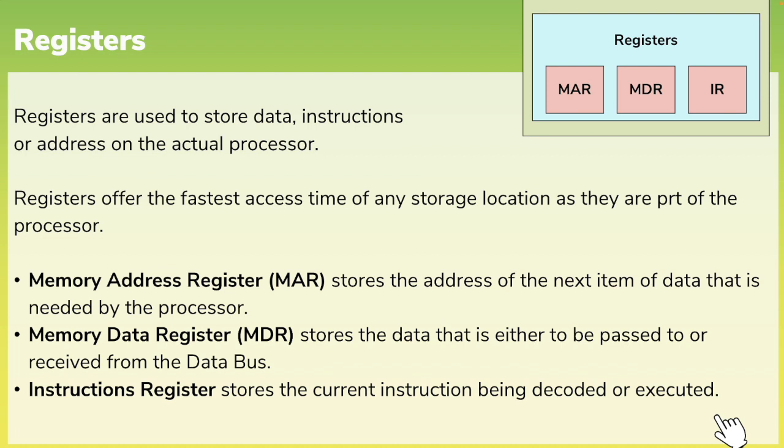As I said, registers are used to store data and instructions on the actual processor. They have the fastest access time of any storage location as they are part of the processor. There are lots of different registers, but three that we're going to look at are the memory address register, and this is used to store the address of the next item of data that is needed by the processor. The memory data register, which stores the data that is either to be passed to or received from the data bus. And lastly, the instruction register. This stores the current instruction that we are decoding or executing.